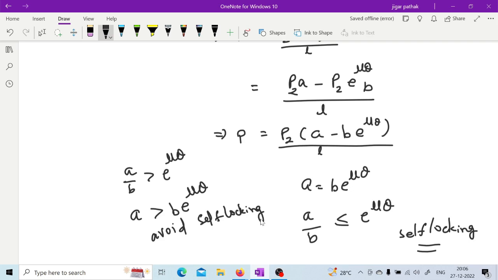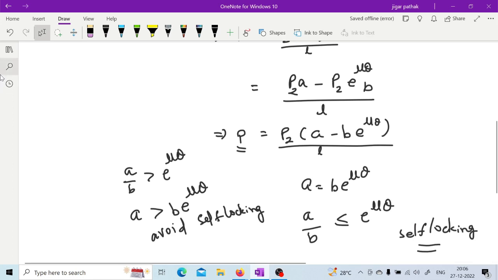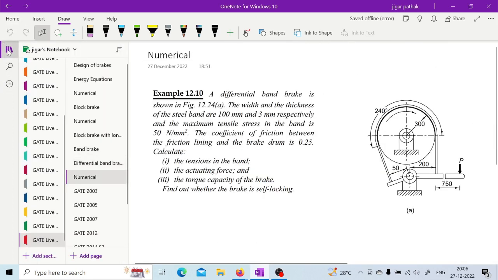Okay, sir. So the desirable condition is that a must be greater than b e raised to mu theta. Then only a certain amount of effort is required in order to stop the drum which is rotating. Correct? Are you getting? Yes, sir. Right. So after this idea, you can try this one.